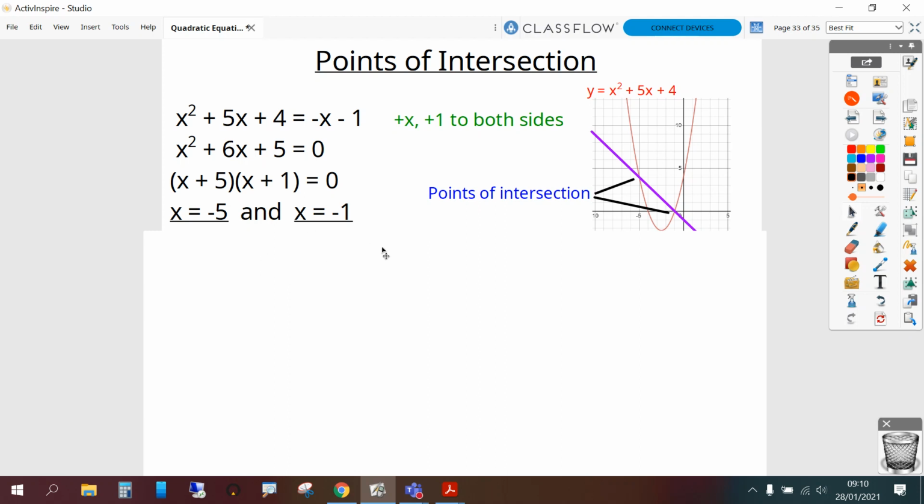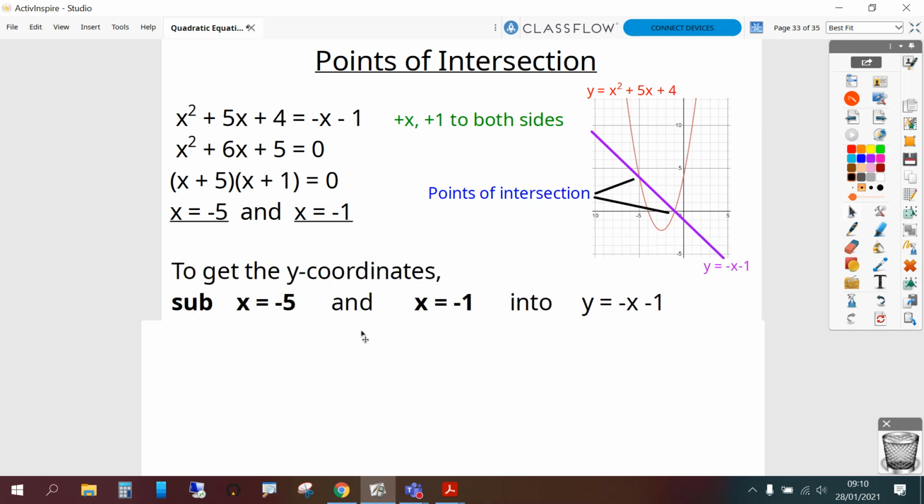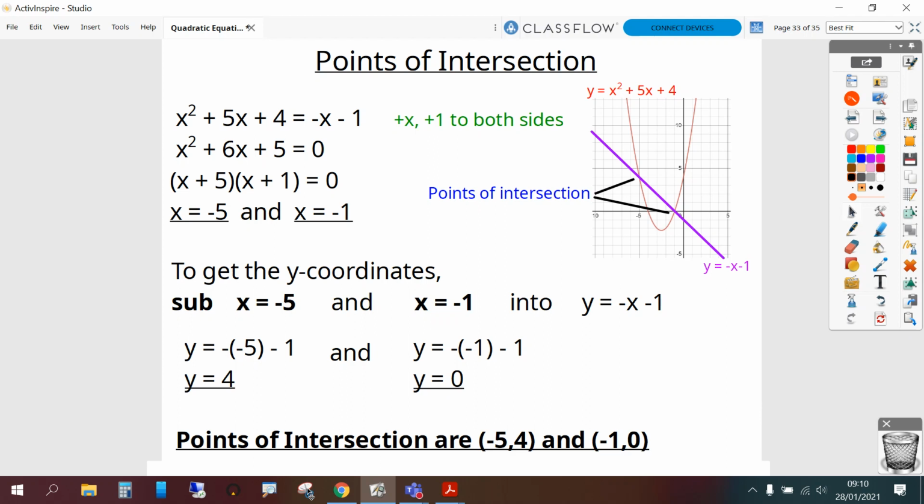Now these are the x values of the points of intersection. We want to get the y values as well. So to get the y coordinates, we sub x equals negative 5 and x equals negative 1 into the easier one of the two, which is y equals negative x, take away 1. It works for both. Substituting them in, negative of negative 5, so that's plus 5, take away 1 is 4, and negative of negative 1 is plus 1, take away 1 is 0. So that gives us the points of intersection of negative 5, 4, and negative 1, 0.